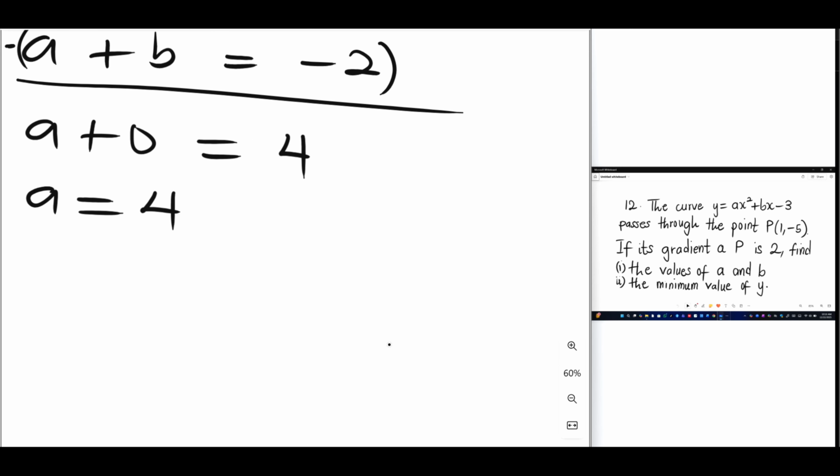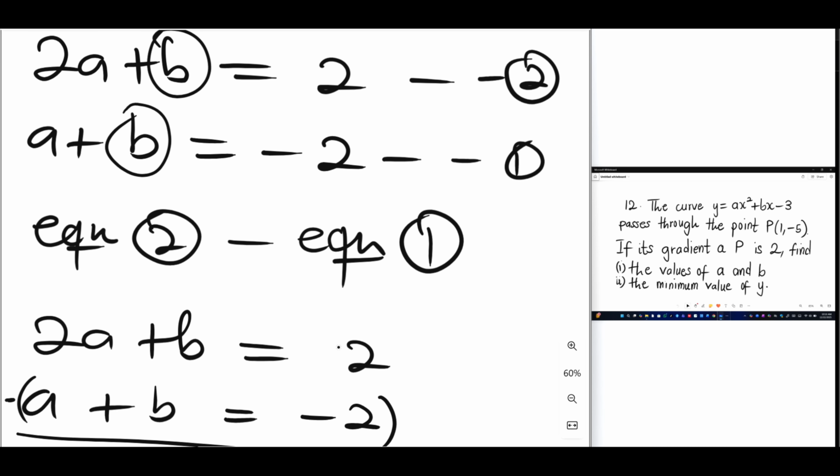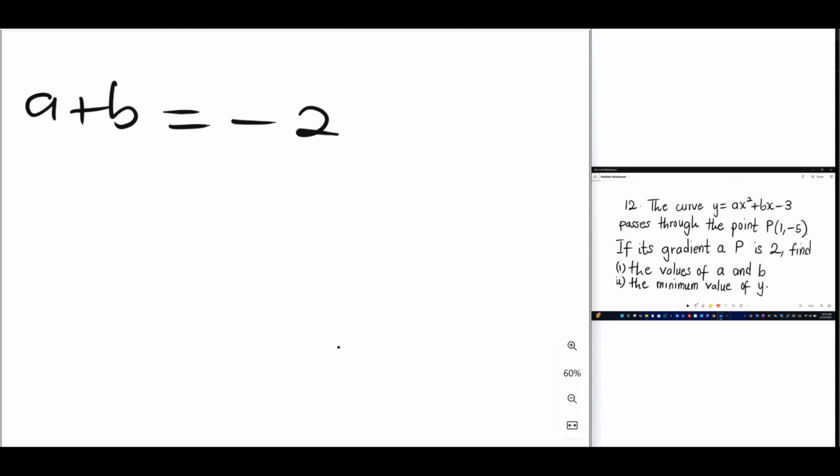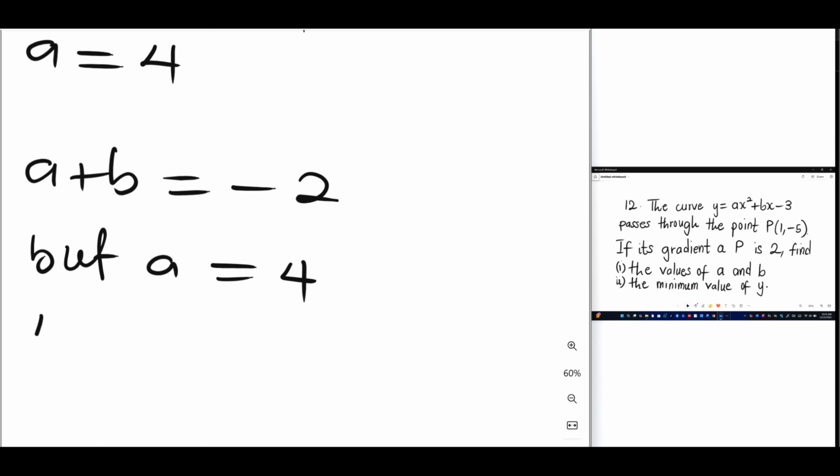So we can now put the value of a into any of the equations. We have one of the equations to be a plus b is equal to negative 2. You can use any of the equations, but I'm using equation 1. a is now equal to 4, so we just plug in the value of a. Wherever you see a, you put 4 over there. So a plus b, which is 4 plus b, must be equal to negative 2.